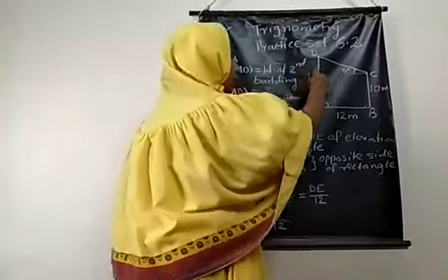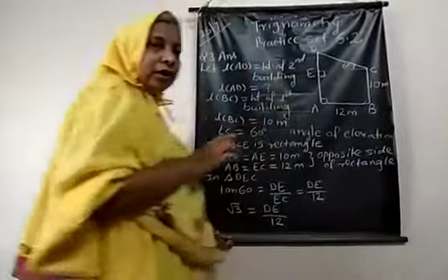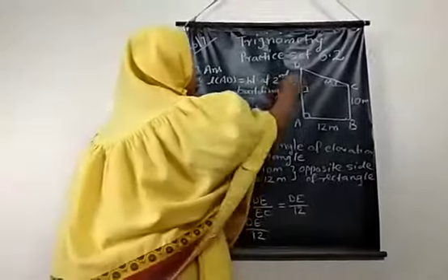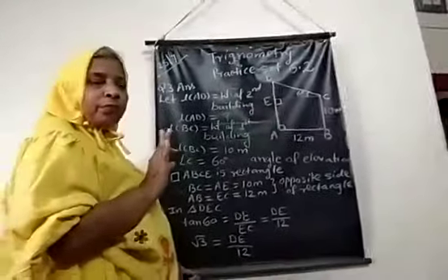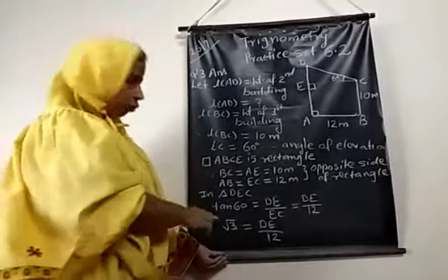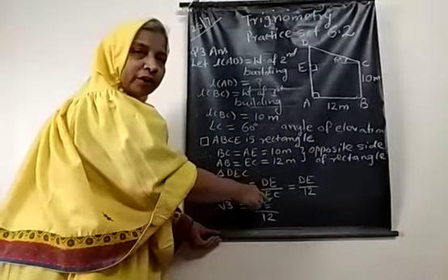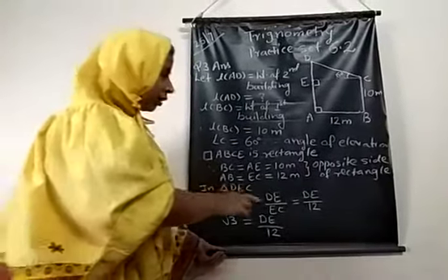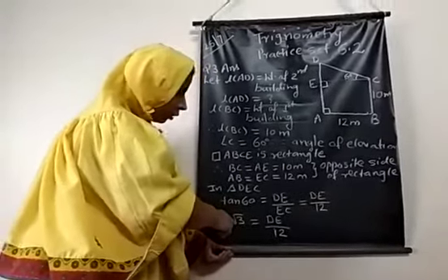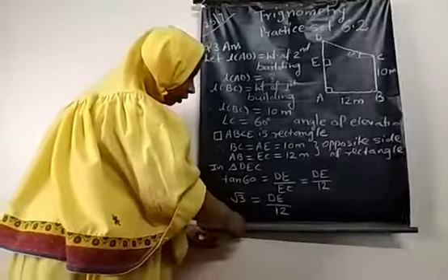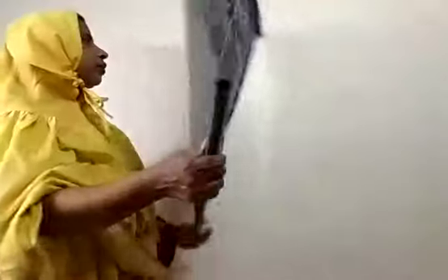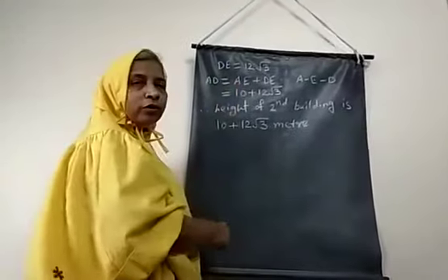Now we consider this triangle DEC. In this triangle, this EC is 12 meter given, and DE we are going to find. Both are the perpendicular sides. So again we are using the tan ratio. So tan 60 is equal to opposite upon adjacent, DE upon EC. DE is not given, EC is given 12. So therefore tan 60 value is root 3. By substituting the value of tan 60, root 3 is equal to DE upon 12. 12 we are shifting to the LHS side. Therefore DE is equal to 12 root 3.